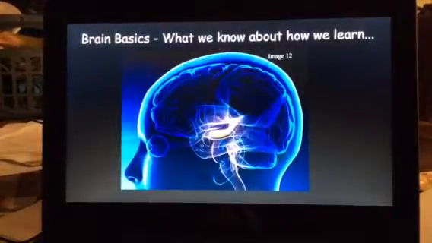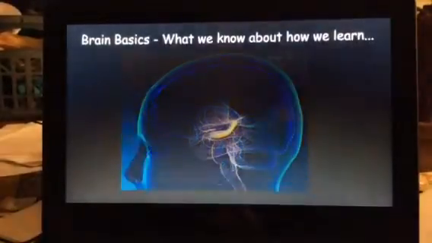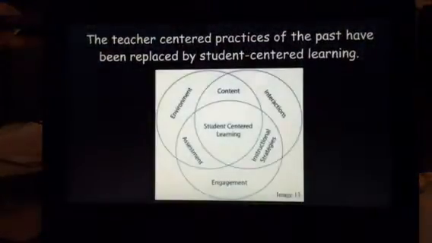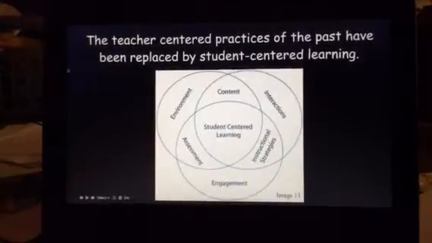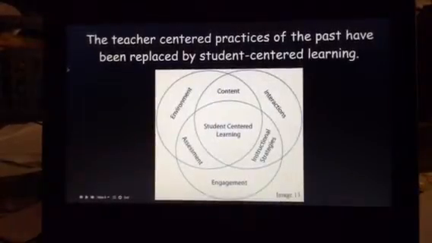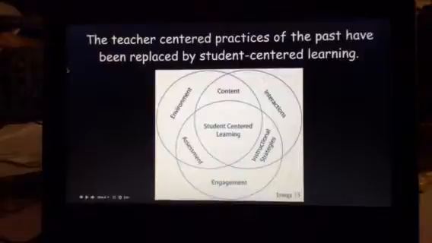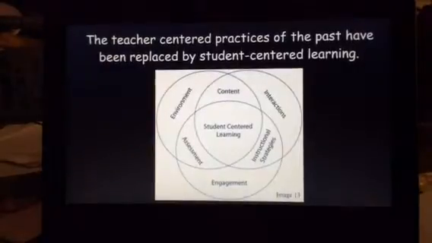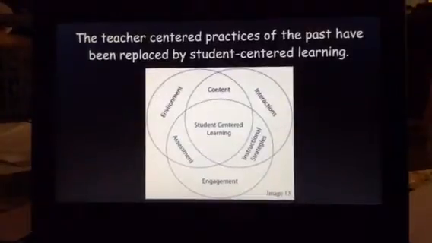So knowing the very important parts that these two small structures of the brain play, we as teachers can use that information to create student-centered practices which will replace the teacher-centered practices of the past. And when teaching is student-centered, we focus on several aspects of teaching and learning, not simply having the teacher up front and lecturing.